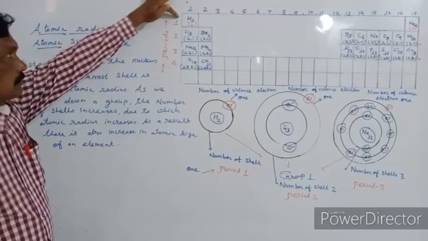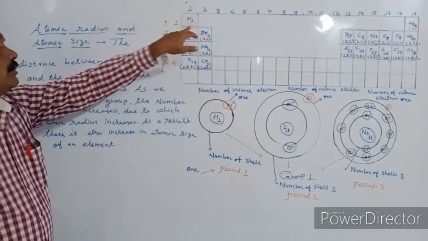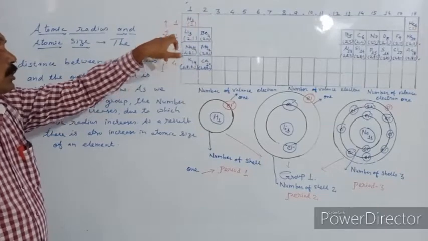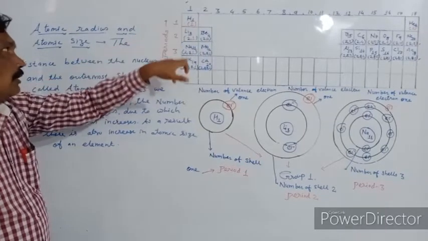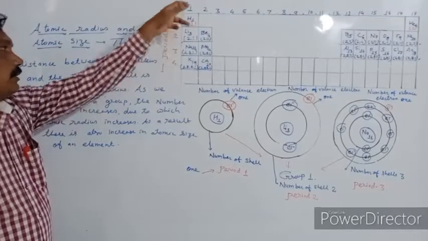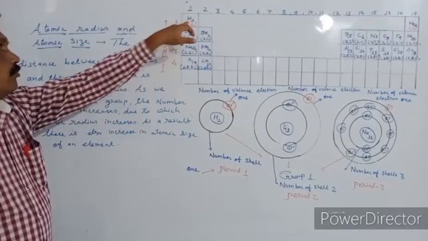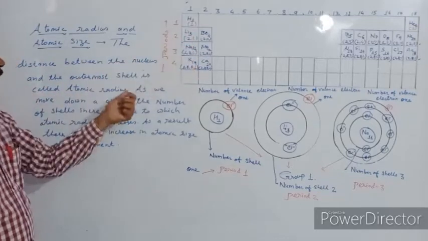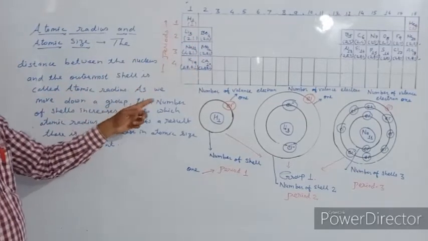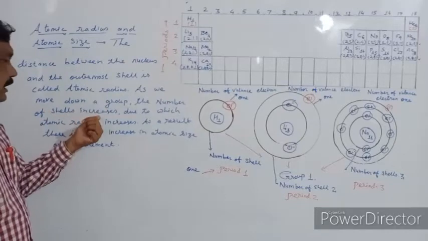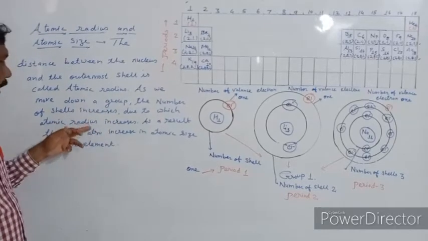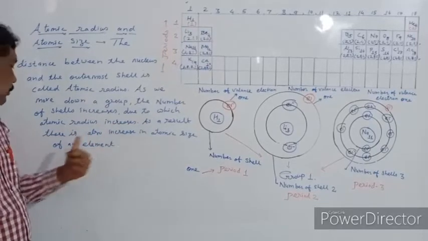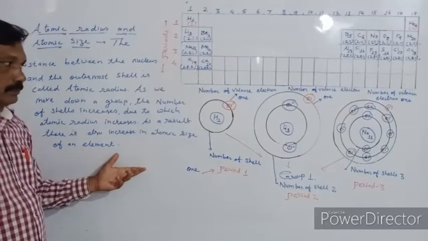In the first element you can see that in group 1, the shell is 1. As we go down in group 1, the elements have 1 shell, 2 shells, 3 shells, 4 shells. As we move down a group, the number of shells increases, due to which atomic radius increases. As a result, there is also an increase in the atomic size of an element.